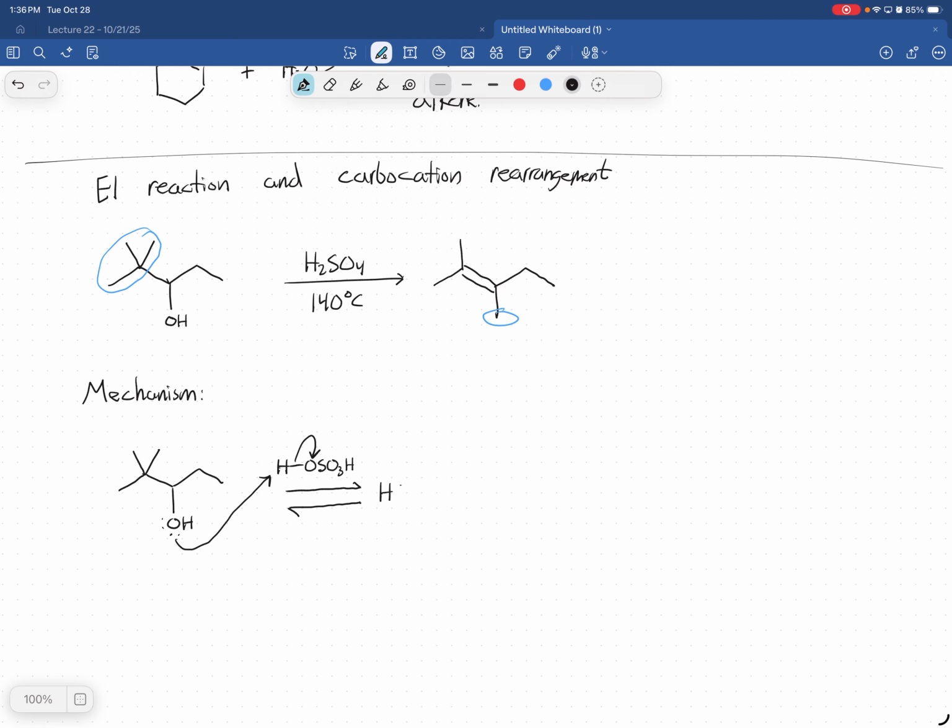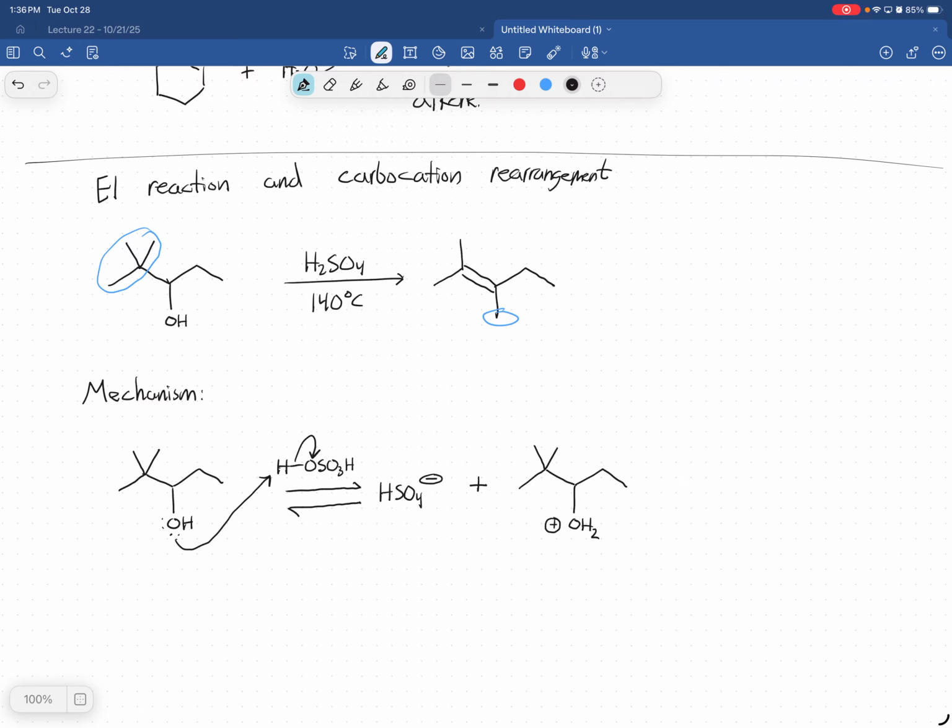So we got HSO4-. Okay. So pretty similar to what we've been drawing before. So here now, water has been formed and it's itching to leave here. Okay.